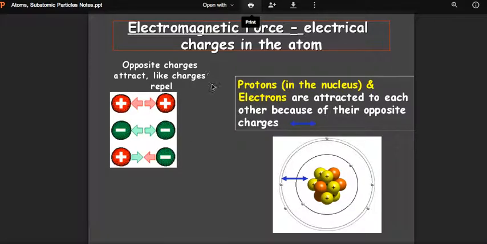Well, what happens with an atom is you have these electrons, which are negatively charged, and you have these protons that are positively charged, and they pull towards each other. So the electrons are always trying to pull towards the protons, and the protons are trying to pull towards the electrons, and it keeps this whole unit connected. They're all attached because of the electromagnetic charge.